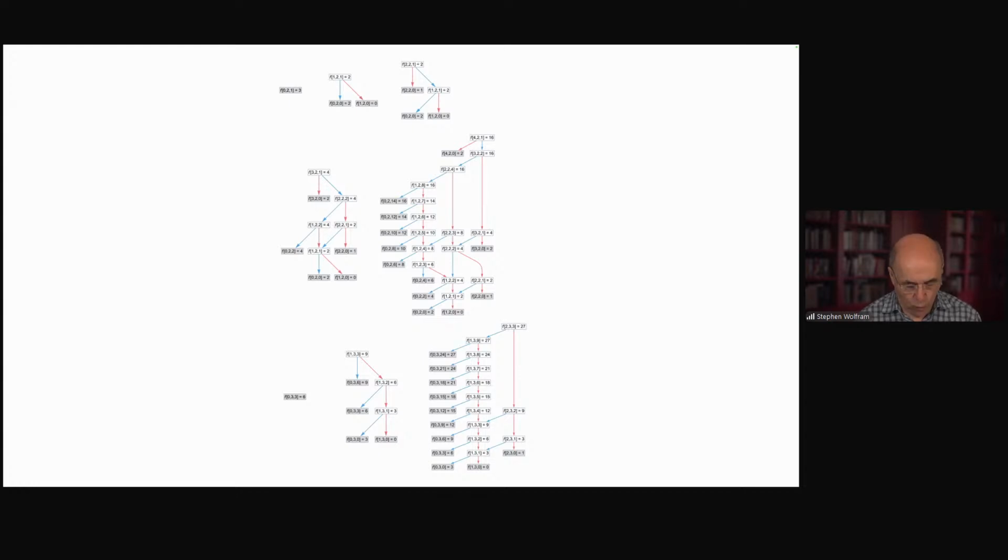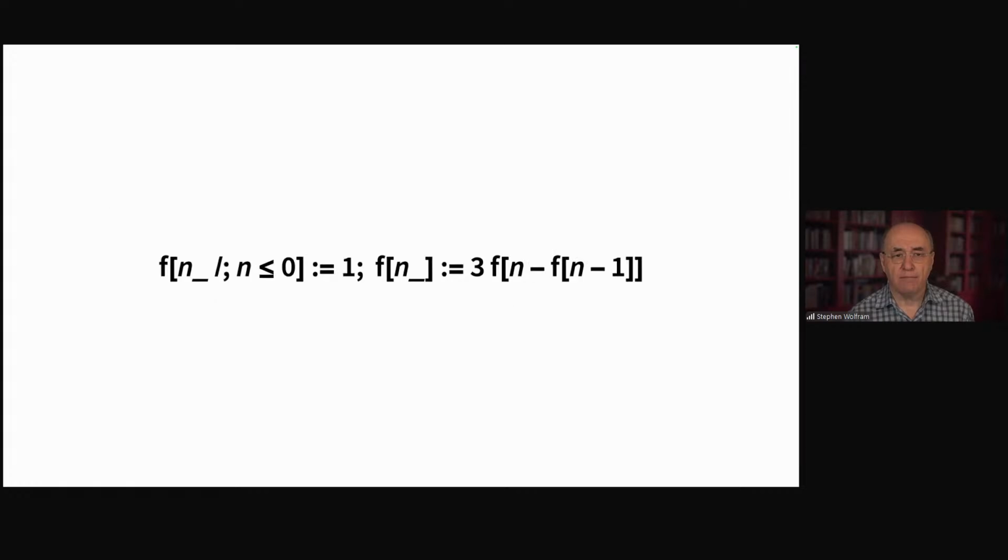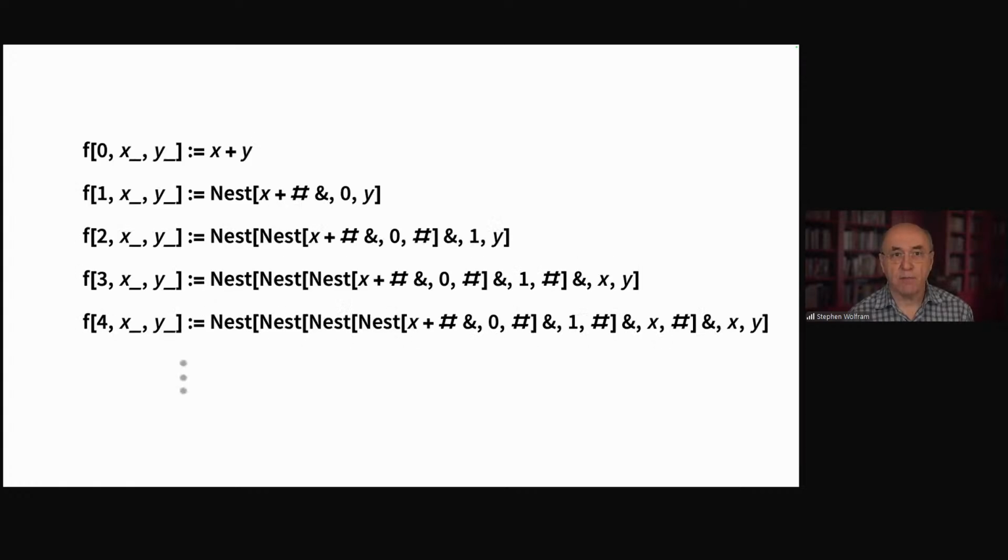So we can just look at the form of the Ackermann function. We can sort of unroll it for specific initial values, f of 0, f of 1, f of 2, and so on. Something got left out here.